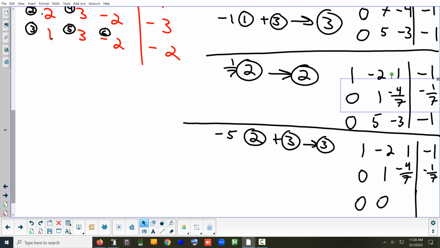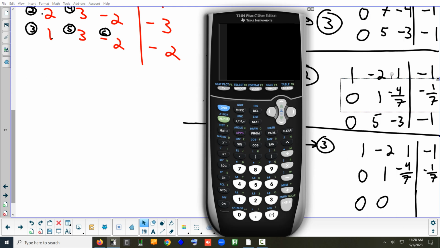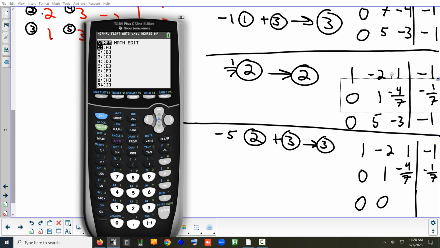What's negative 4/7 times negative 5? Positive 27. Just going to use a calculator, that's going to be easier. Positive 27. Plus, what's in this row? Negative 3. Negative 1/7. Is that what it comes out to? Yep. Negative 1/7.